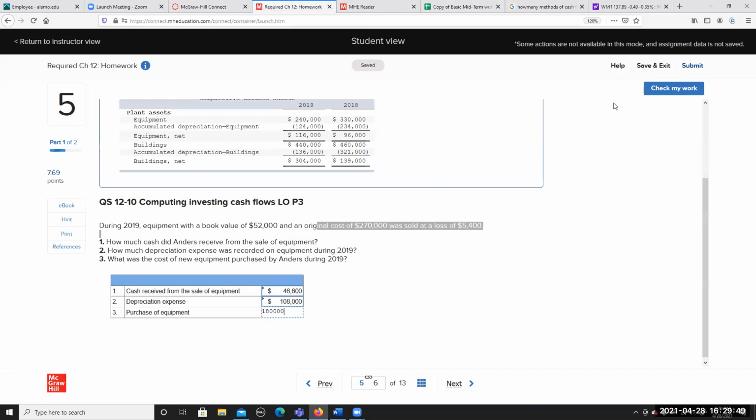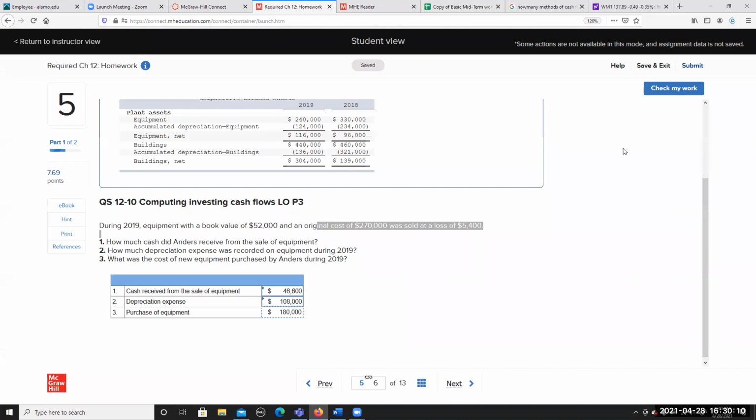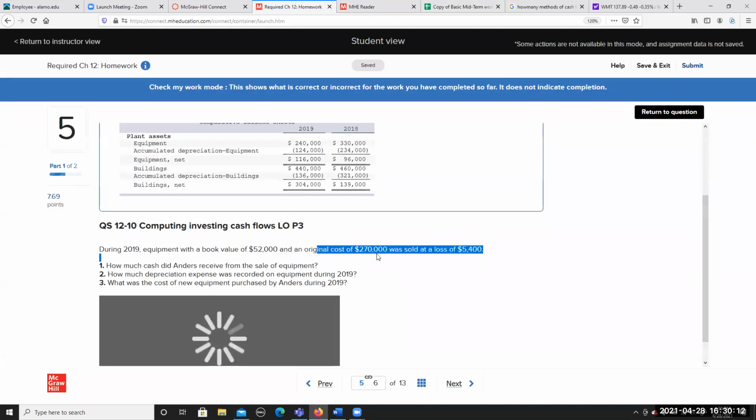Like I say, that's why I recommend you use T accounts. I don't know the answer right away. Take a look. 330 at the beginning, 240 at the end. We got rid of equipment. So what number do we need to end up with 240? Because after 330 minus 270, only 60 is left there. So 60 plus the 180 will give us our 240. All right, so please use T accounts. So let's check our work.